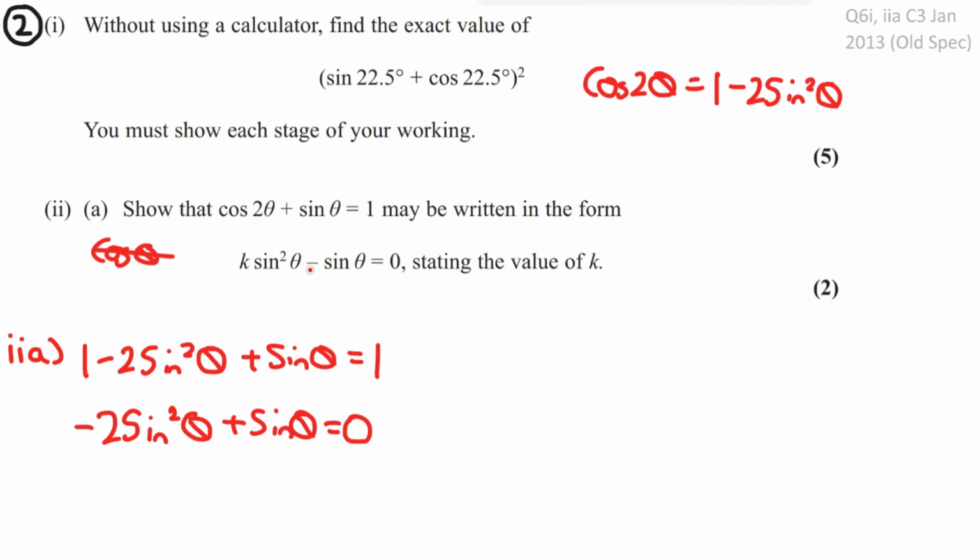Now it says specifically that we need this to be minus sin theta, and at the moment it's plus, so we're going to multiply everything here by minus 1, so we get this minus here instead of this plus. So it's going to become 2 sin squared theta minus sin theta. So now we've got it in the correct form here, and this is equal to 0. So k is this coefficient here, so k is equal to 2.